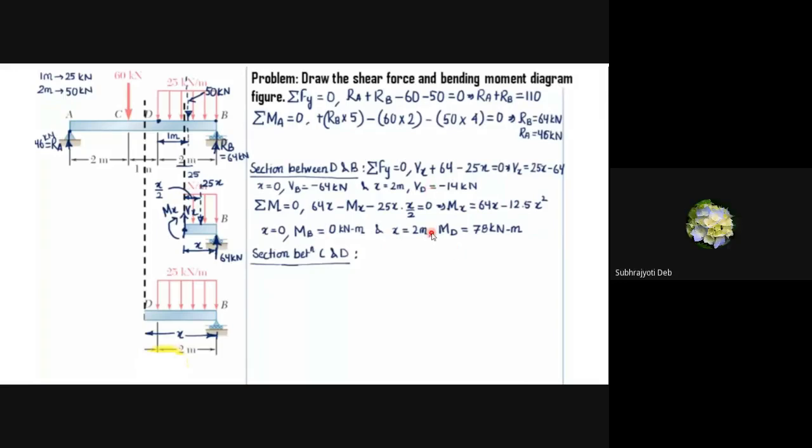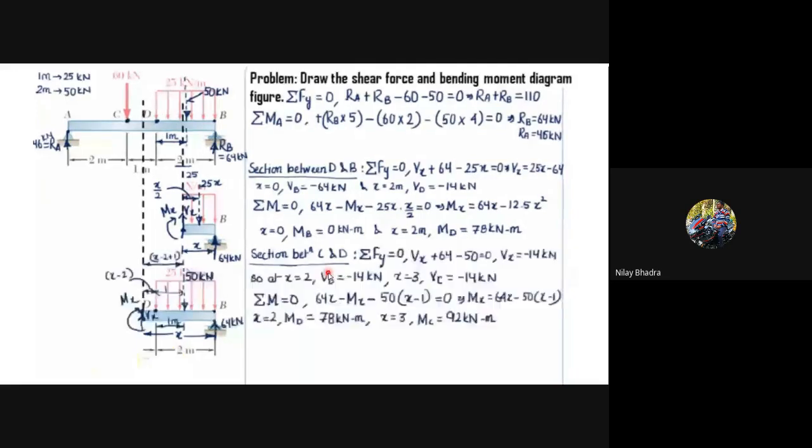Okay. So section between D and B is complete. We have found out the shear force and bending moment. Now we are taking section between C and D. Same thing. So this is the section, and we are again considering the section as x, the distance x. So this is the equation for force. So this is Vx. This is equation for shear force.